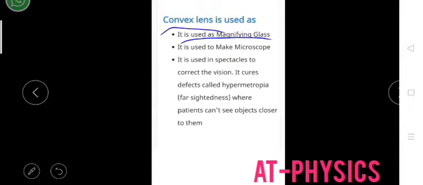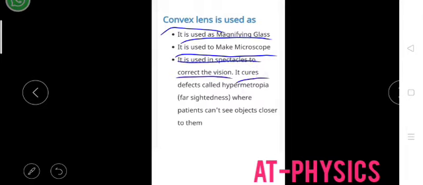And the second one is it is used to make a microscope. In a microscope we generally use the convex lens. And why convex lens? Because the convex lens is a converging lens. It converges the image of an object on the focus. Clear? And the last one is very important, and it is interconnected with the next chapter. It is used in spectacles to correct the vision.